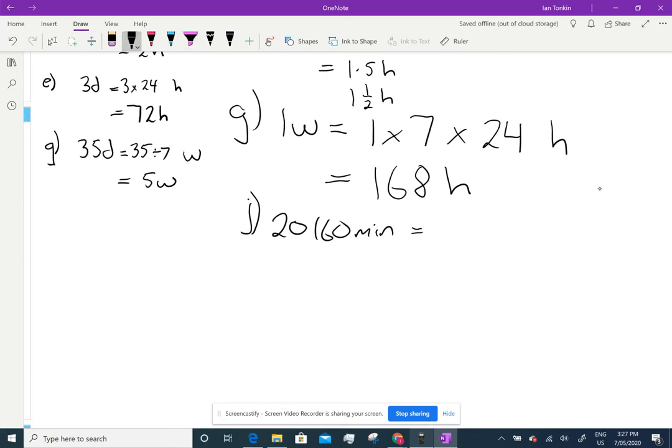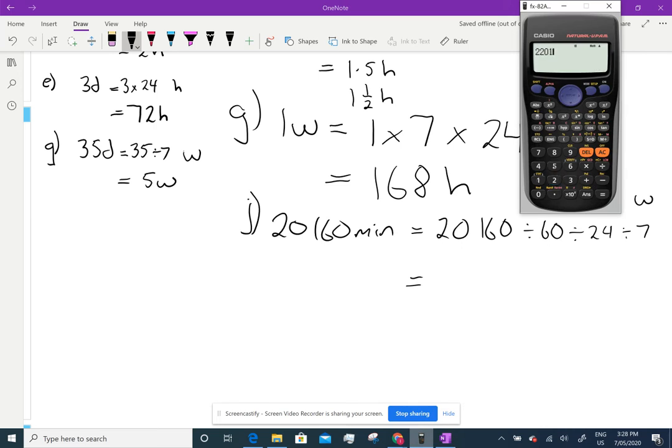So 20,160 divide by 60, divide by 24, and divide by 7. And that's to get it into hours, that's to get it into days, and that's to get it into weeks. So I do all this in one go. 20160 divided by 60 divided by 24 divided by 7. 2 weeks.